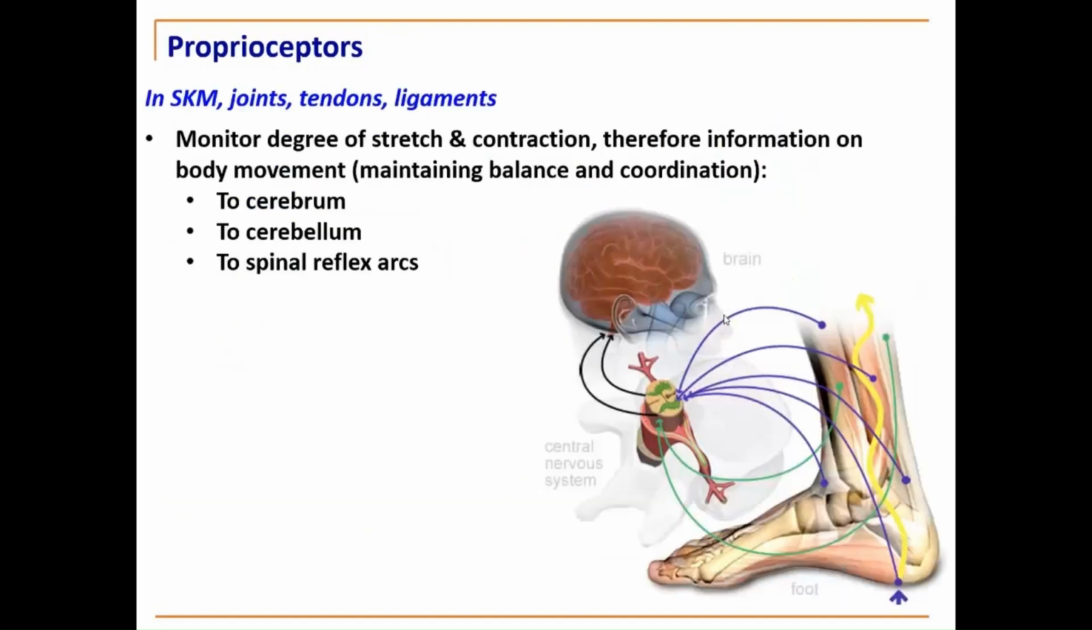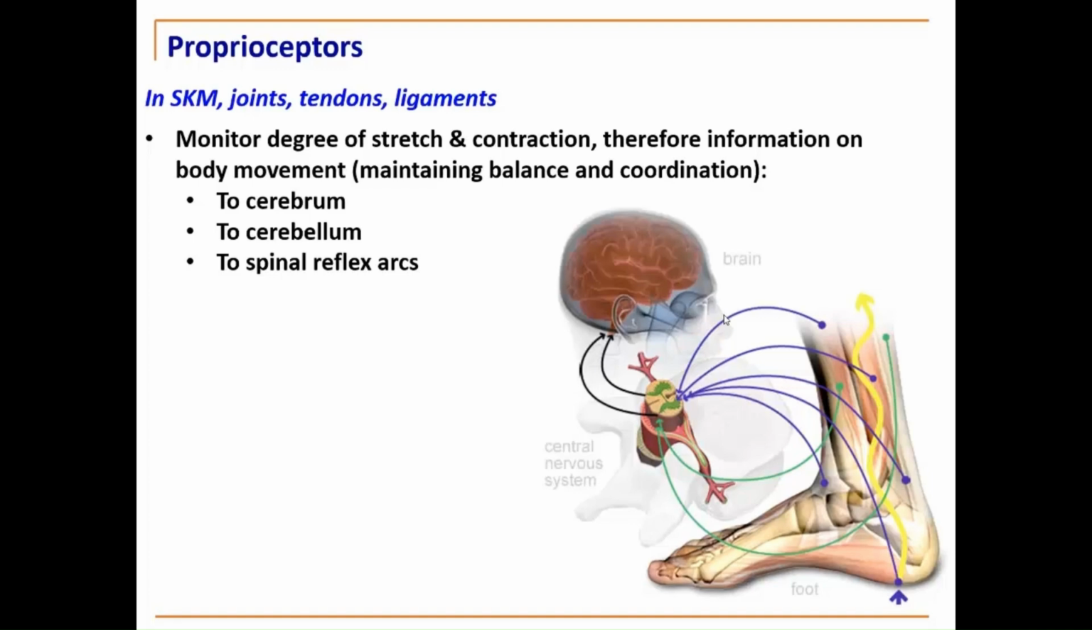So proprioceptors, what are they? The proprioceptors are involved in many of our daily activities, such as walking, buttoning a shirt, typing and cycling. They're all about the position in space, where your joints are, where your entire body is, really. They're monitoring the degree of stretch and contraction within multiple systems, therefore getting information on body movements, such as helping to maintain balance and coordination.